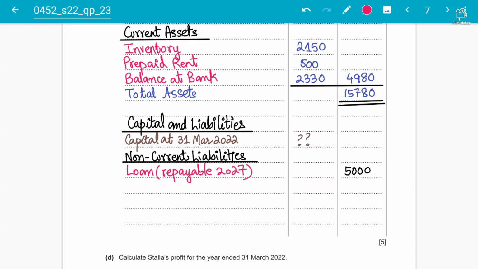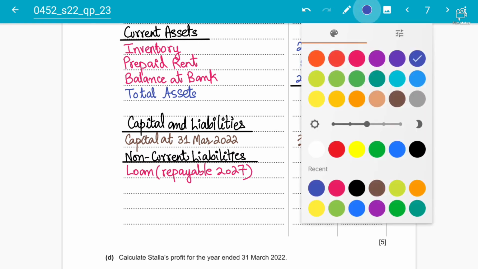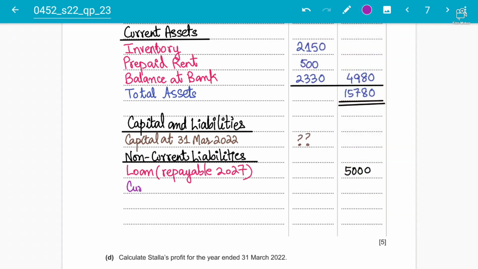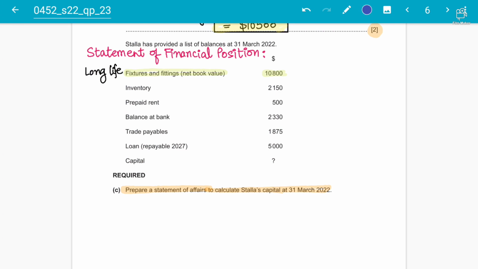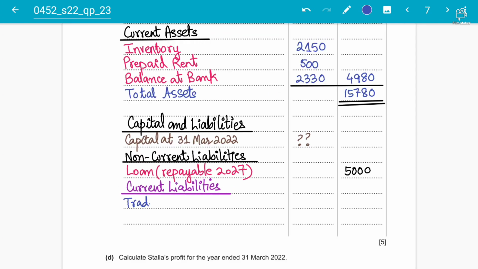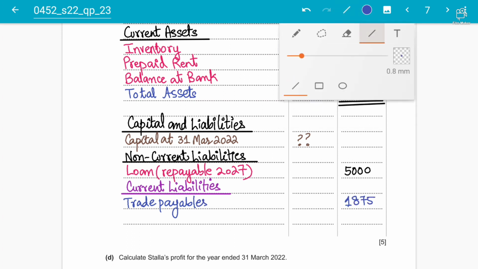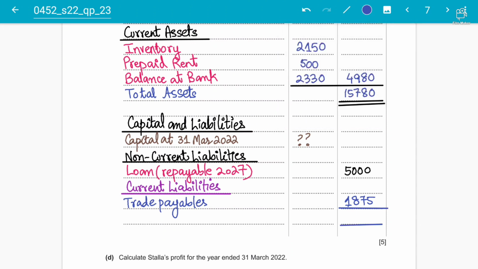Okay, once you have written the loan, you have to give the current liabilities section heading as well. In current liabilities, we only have one thing, that is paying our suppliers. When you have to pay your suppliers, that is trade payables. So I think we have trade payables as 1875. That is also called a liability. So you are going to add them, 1875 plus 5,000, and subtract that from 15,780, and that will give you capital. Assets minus liabilities equals capital, and that will be our answer.